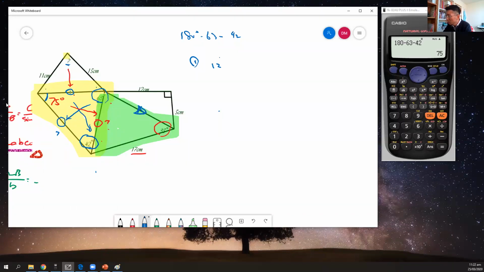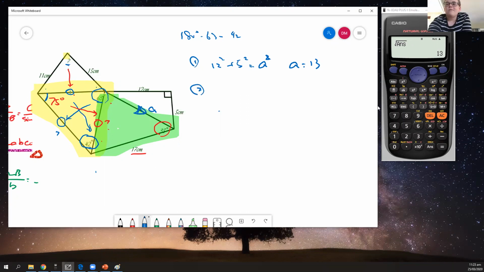So hence, 12 squared plus 5 squared should be equal to, let us just call it A squared. So hence, A should be equal to the square root of 169, which is 13. That's quite a nice number. So you have 12 squared plus 5 squared, and then you square root the whole thing and it gives you 13, right? Excellent. So if this is 13, let's have a look at the next triangle.